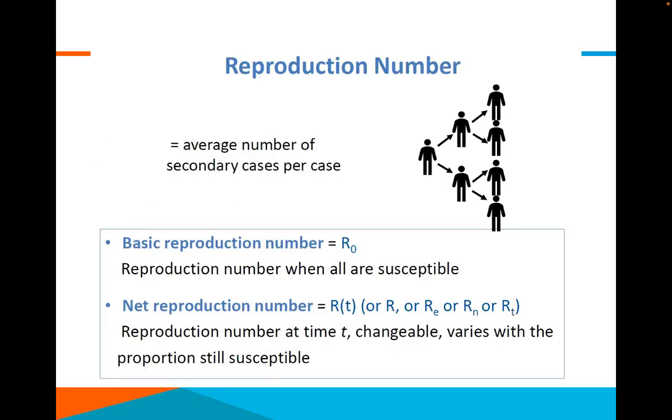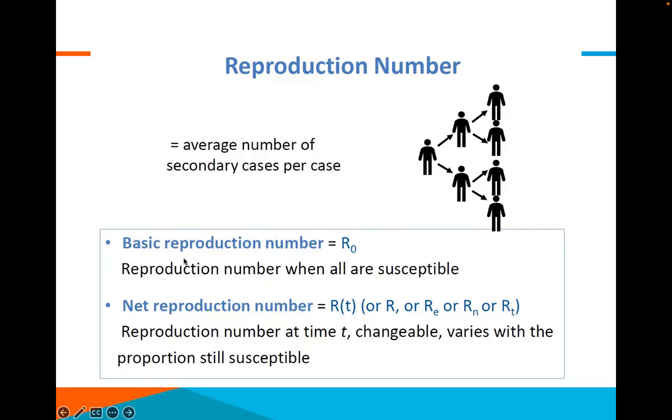Then we come to my favorite, the reproductive number. What is the reproductive number? The reproductive number is simply the average number of secondary cases per case. So for instance, person A gets a disease. How long does it take for person A to transfer the disease to person B? If person B becomes sick, what is the rate at which person B transmits to person C? And this is known as the reproductive number.